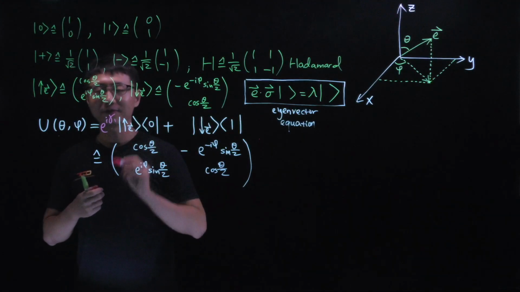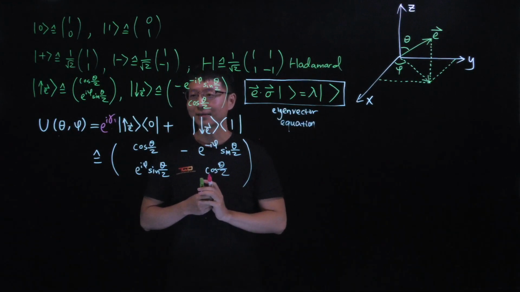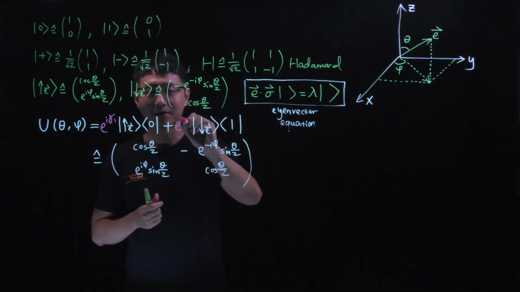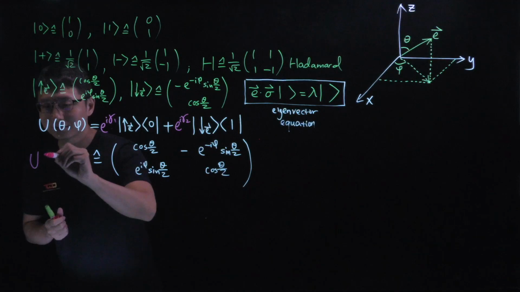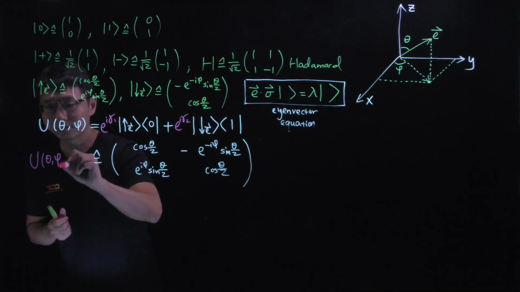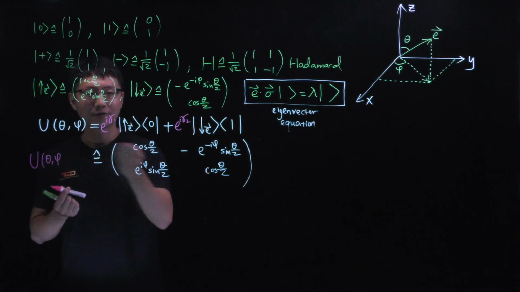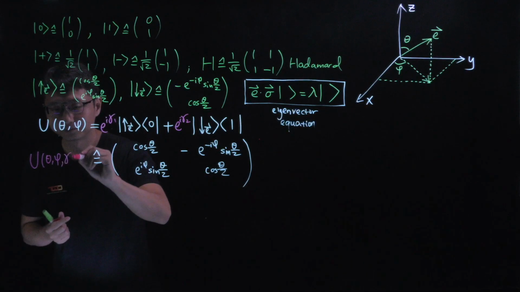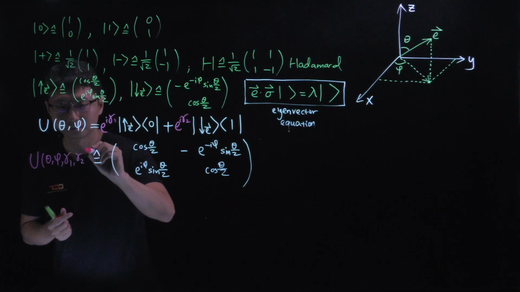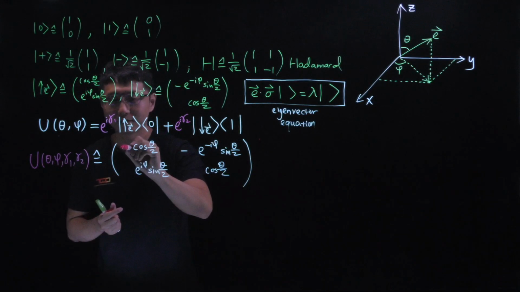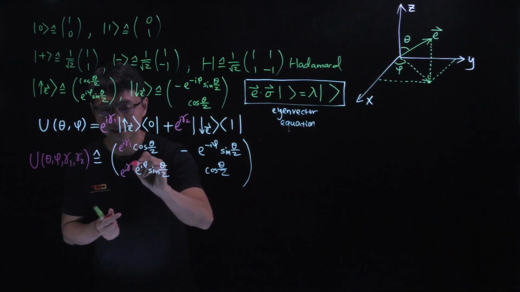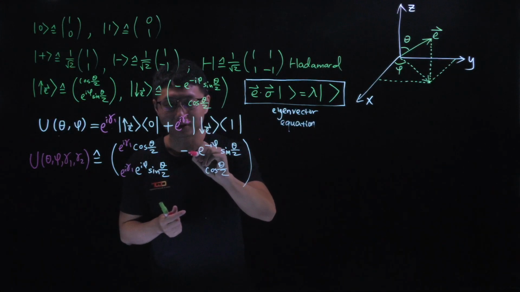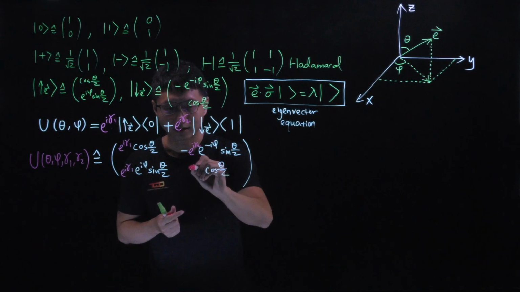introduce this phase factor of e to the power of i gamma 1, and e to the power of i gamma 2 over here. And the most general U is now parameterized by 4 parameters, theta, phi, gamma 1, and gamma 2. So that means for the first column, we have this phase factor over here. And for the second column, we also have the phase factor e to the power of i gamma 2 over here.